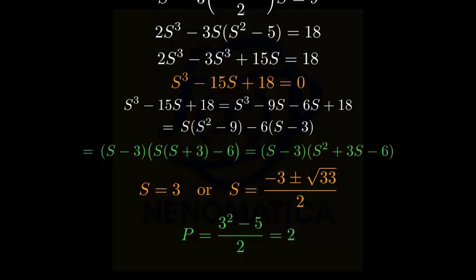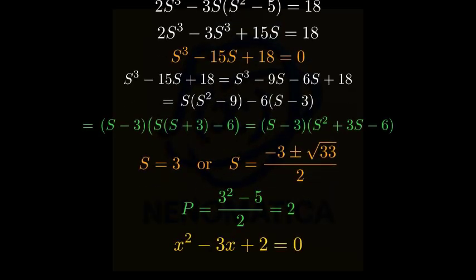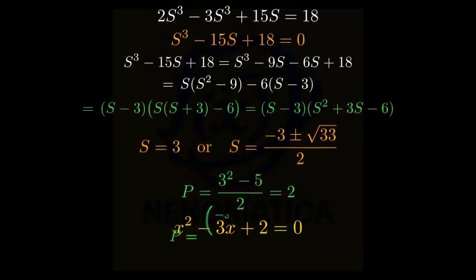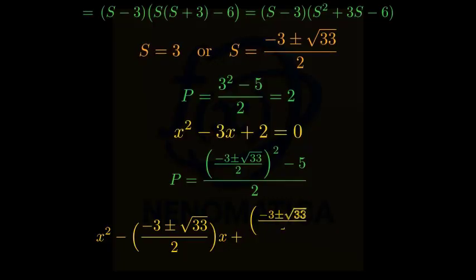Step 7. For S equals 3, compute P using P equals (S squared minus 5) over 2. That gives P equals 2. The quadratic with sum S and product P is T squared minus ST plus P equals 0. So T squared minus 3T plus 2 equals 0. Step 8. For S equal to negative 3 plus or minus the square root of 33, over 2, P is (S squared minus 5) over 2. The corresponding quadratic family is X squared minus SX plus P equals 0.